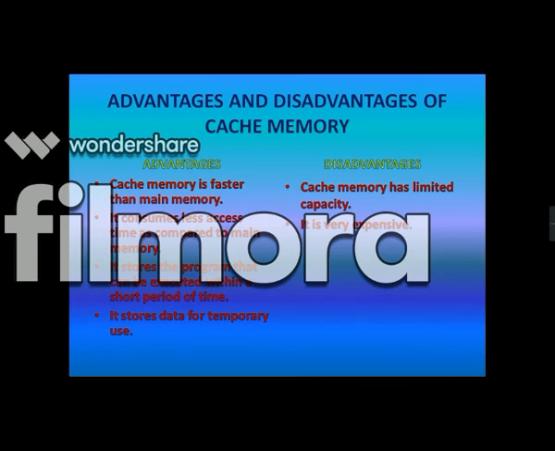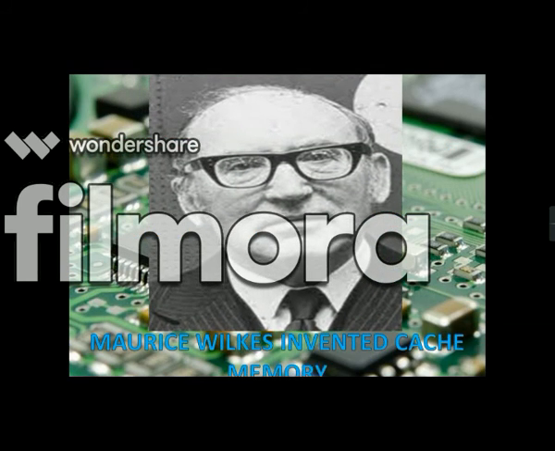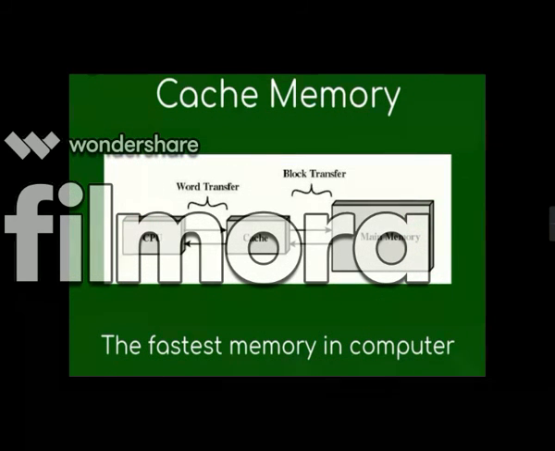Now the disadvantages are as follows: cache memory has limited capacity. It does not have a very big capacity to store data. It is very expensive, as we know. Maurice Wilkes is the one who invented the cache memory. And cache memory is the fastest memory in the computer.